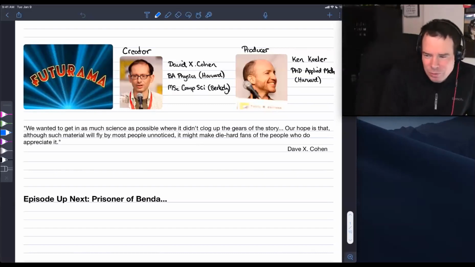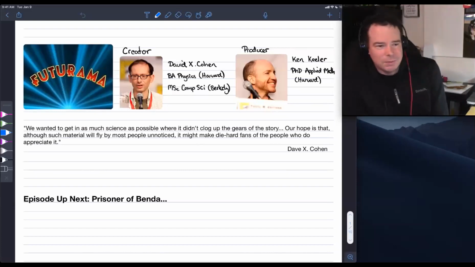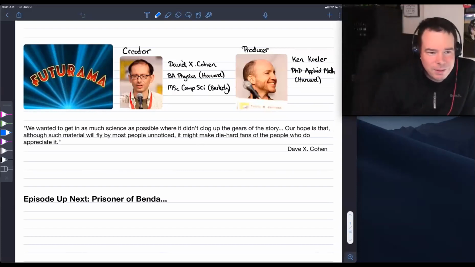And there's a quote from David Cohen there that says, "We wanted to get in as much science as possible where it didn't clog up the gears of the story. Our hope is that although such material will fly by most people unnoticed, it might make diehard fans of the people who do appreciate it." If you go back and watch a lot of the Simpsons and Futurama episodes, you do find a lot of mathematical physics and computing science related content, which is very cool to see.